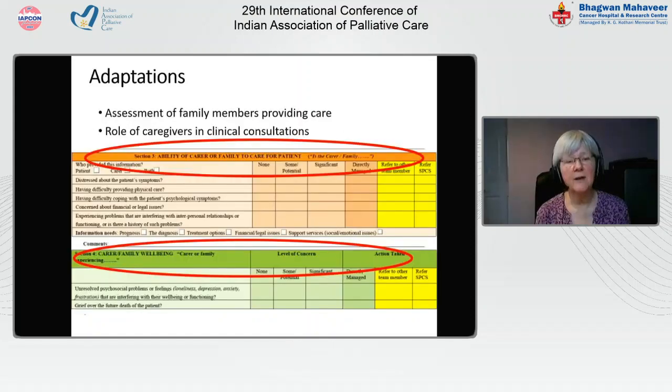Think of the family caregivers alongside the patient, something that is often forgotten. Now, this may be a cultural difference. I don't know. In the UK, caregivers tend to be parked in the corner of the consultation room and ignored. I think that is not the case so much in India. From my understanding, the family caregivers are much more part of the clinical consultation. So even more important to assess, are they able to care for this patient? And so you can see again the issues to address. Are they distressed about symptoms, difficulty providing physical care, coping with psychological symptoms, etc., etc. So it provides a systematic review of what is going on with the patient and the caregiver.